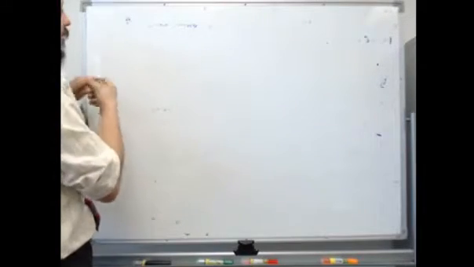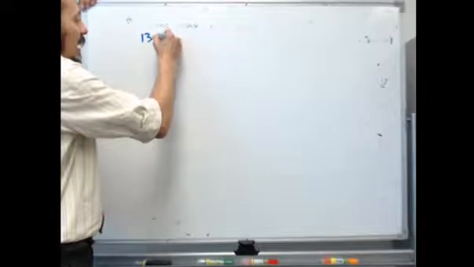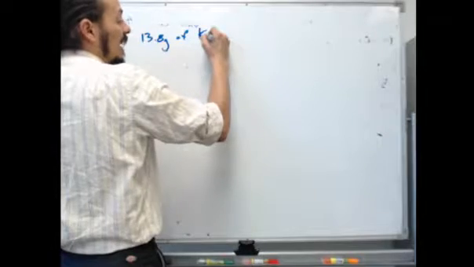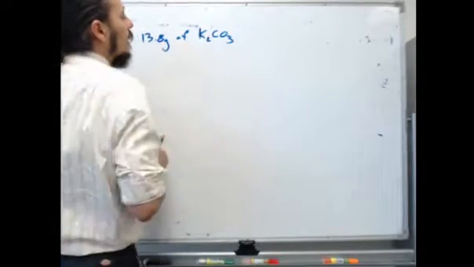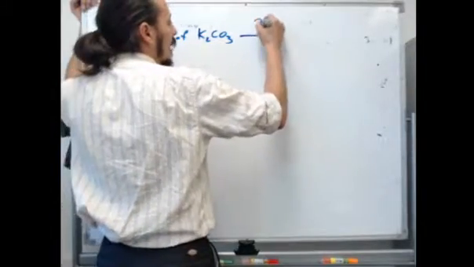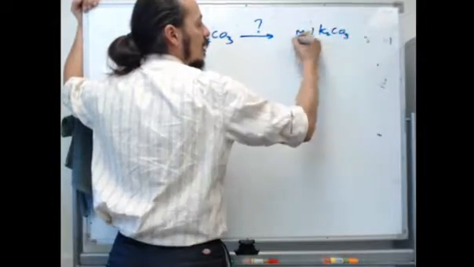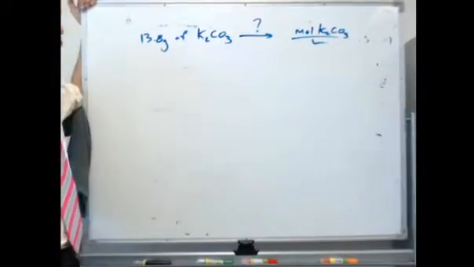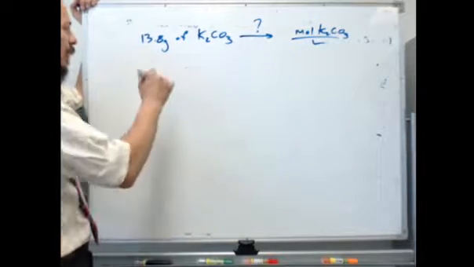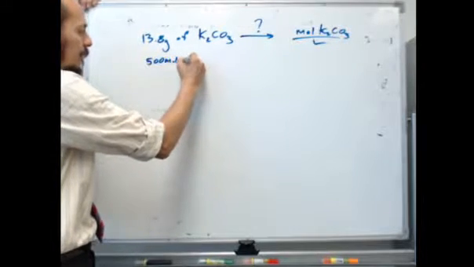So, how many grams are we putting in? 13.8 grams of potassium carbonate, K2CO3. So we want to get to moles of K2CO3 per liter. We're already given a volume, right? What's the volume we're given? 500 milliliters, so 0.5 liters.